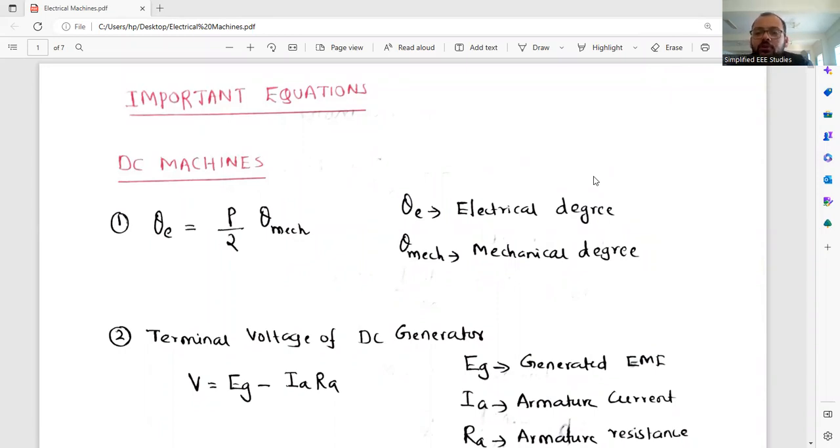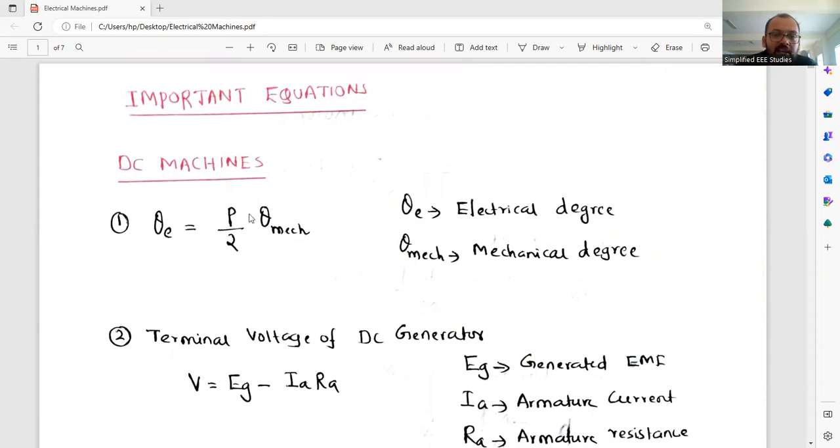In this session, I am going to discuss the most important equations in the area of electrical machines. So I have listed out various equations of DC machines, AC machines, and transformers. Before appearing for any competitive examination, I request everyone to go through these important equations and kindly remember these formulas.